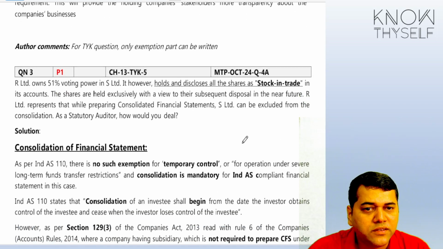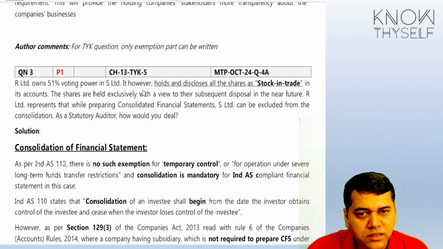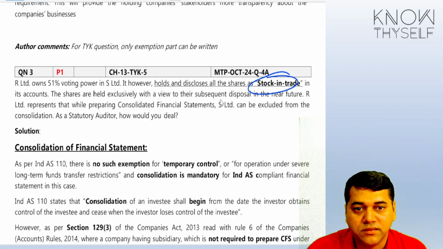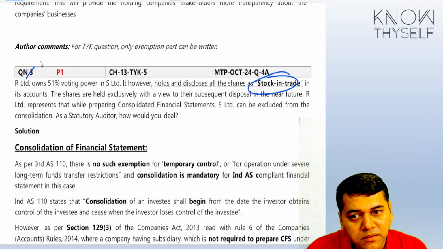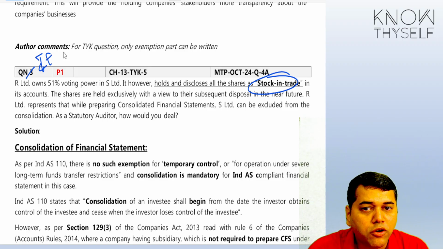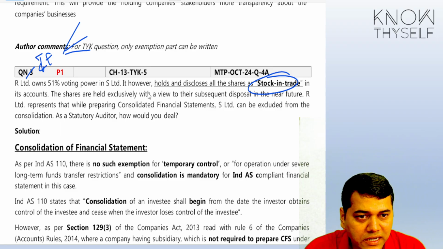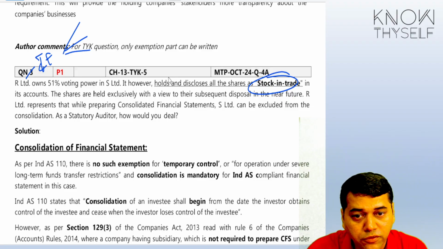Okay, now let us see application related question. R Limited owns 51% of S Limited. However, they hold and disclose all the shares as stock in trade. First question comes, is R Limited an investment entity? When you can call it an investment entity, 3 conditions should be fulfilled. We don't know till now, because whether Ind AS is applicable or accounting standard, also we don't know.